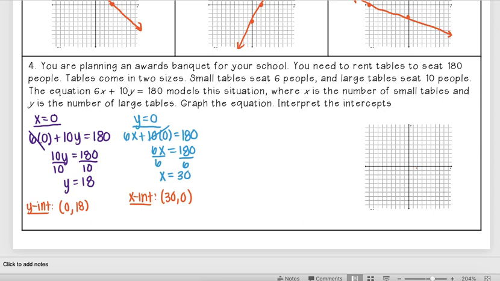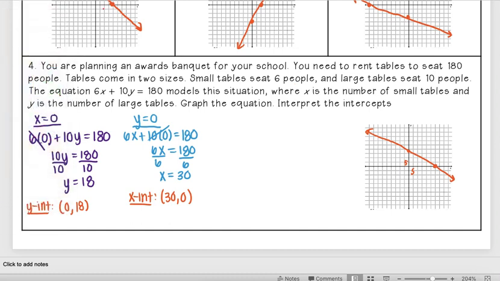Okay, so now I'm going to actually go ahead and graph this. And so since I don't necessarily have 30 lines here, I'm going to go ahead and go up by 5. I'll make a note right here that that's what I'm doing. So for my y-intercept, I go (0, 18). So I'm going to go 5, 10, 15, 18, somewhere over here. And then for my x-intercept, I'm going to go to the right 30. So 5, 10, 15, 20, 25, 30. Now I'm going to connect that with a line.